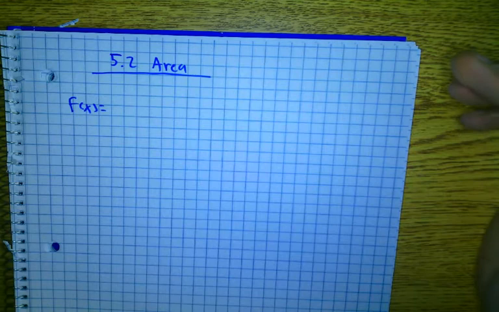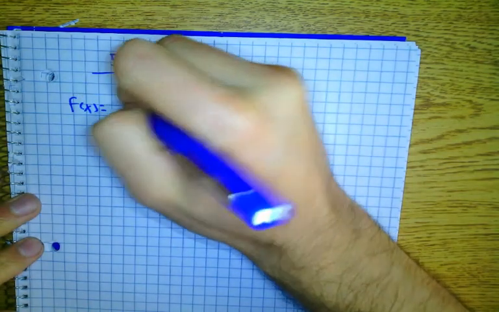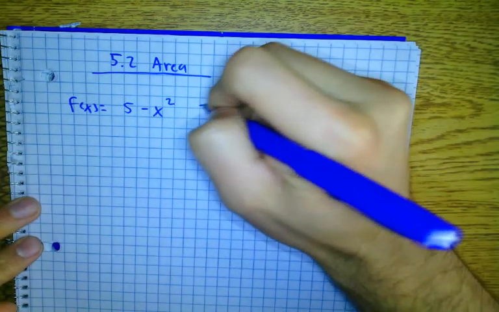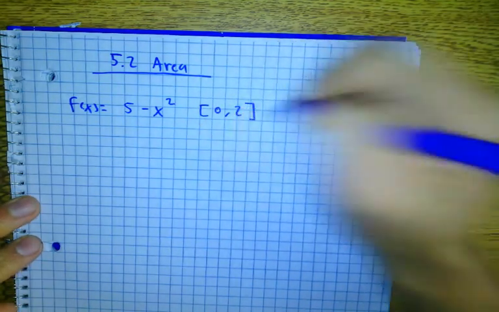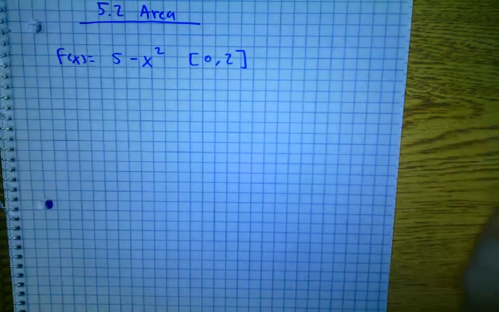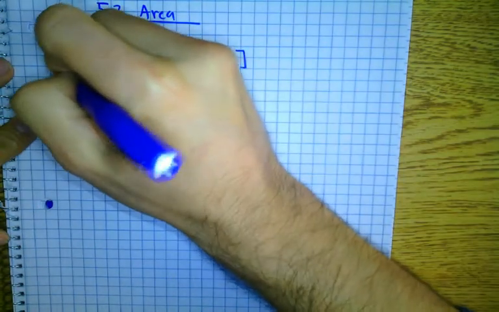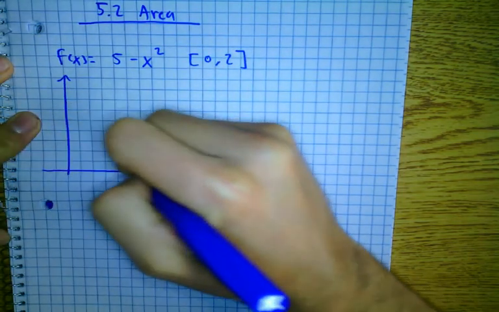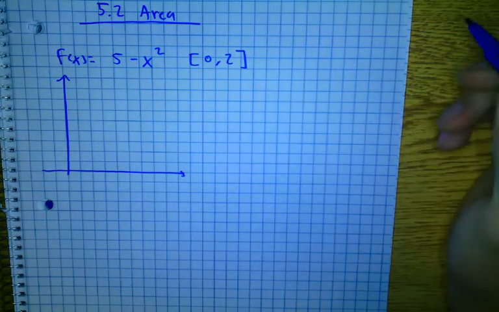Okay, so let's say that you have the problem f of x equals 5 minus x squared, and I am only interested in the interval between 0 and 2. So what I'd like you to do is come up with a sketch of what this looks like. It doesn't have to be exact, just a rough sketch of this quadratic from 0 to 2.